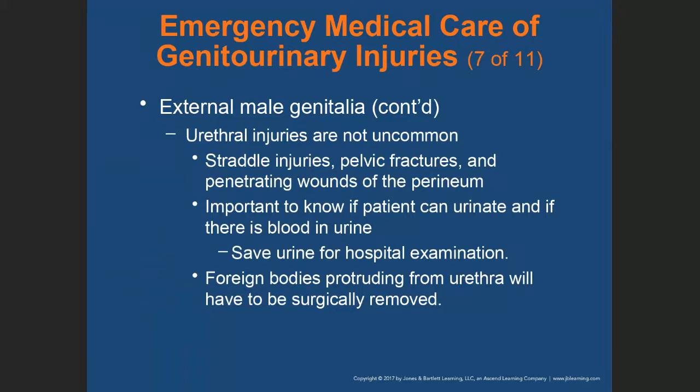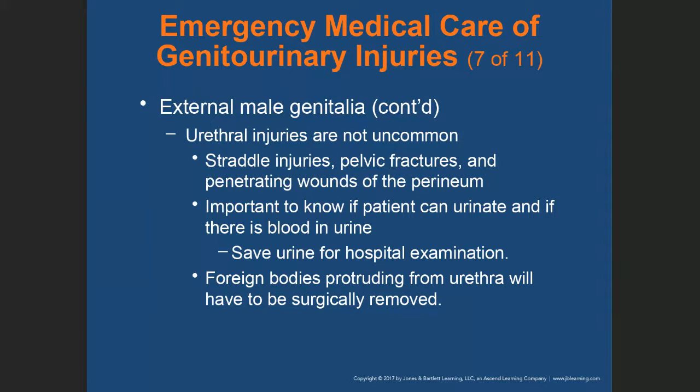Urethral injuries are not uncommon. Straddle injuries, pelvic fractures, and penetrating wounds of the peritoneum. Important to know if the patient can urinate and if there is blood in the urine. Save urine for hospital examination. Foreign bodies protruding from the urethra will have to be surgically removed.